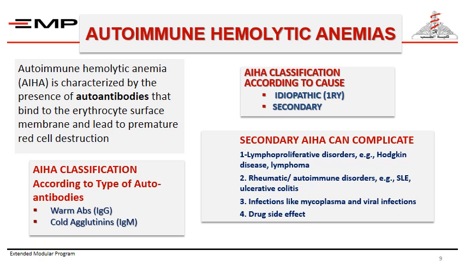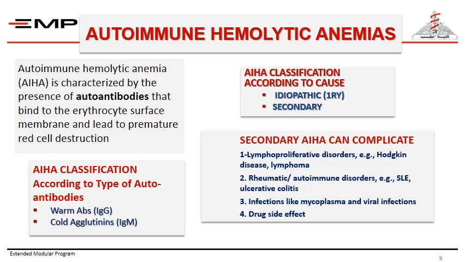The other disease causing hemolysis, and it's acquired hemolysis, is autoimmune hemolytic anemia. Autoimmune hemolytic anemia results from autoantibodies that bind to the red cell surface membrane, and they lead to premature red cell destruction because they are recognized when they pass into the reticuloendothelial system. So hemolysis is an extravascular hemolysis.